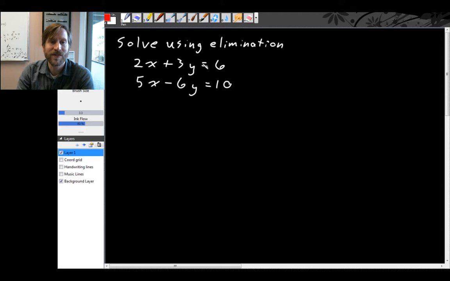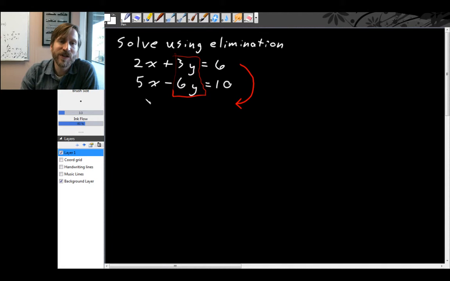If you look at the y's here, one has 3 and the other is minus 6. These would be the same if in the first equation we multiplied everything by 2. So that's what we're going to do. Remember, one of the things you can do with an equation is just multiplying both sides by any constant you want. So let's take this first equation and multiply everything by 2. That gives us 4x plus 6y equals 12.